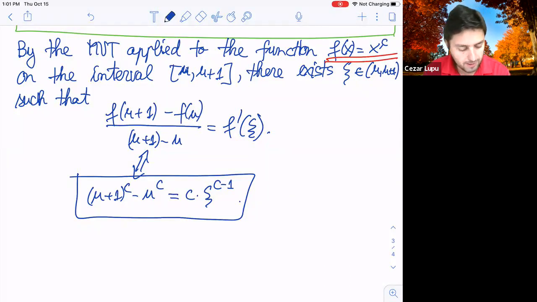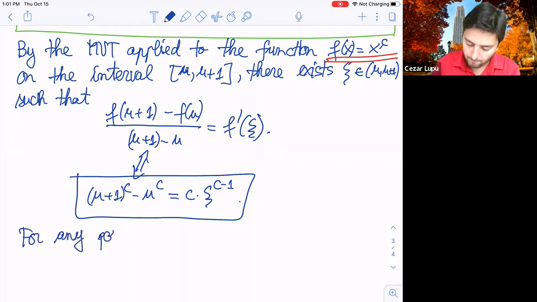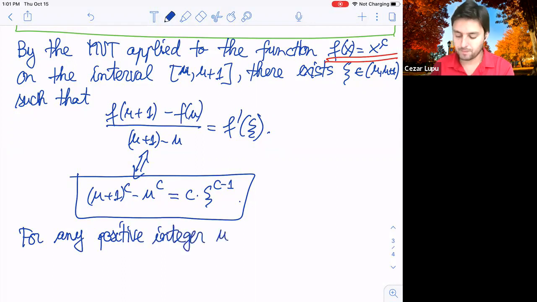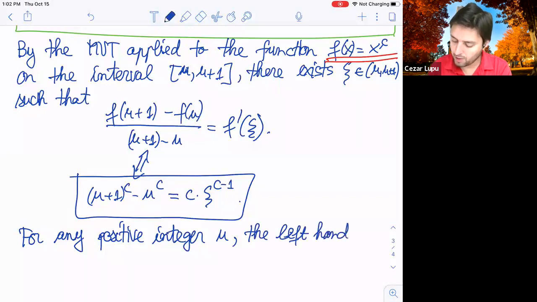So can you say something? Let's see, for any positive integer u, what can you tell me about the left-hand side? What is the left-hand side? So the left-hand side is a what? Is a positive integer.